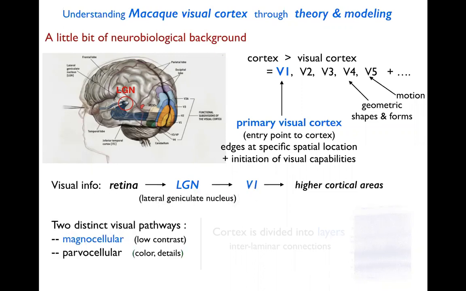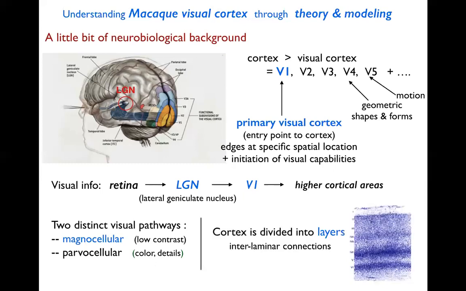Two more general things that I should say about V1 are that there are two distinct visual pathways. They are totally distinct on the level of LGN, and more or less distinct still in V1, called the Magno and the Parvo pathways. The Magno one is the one that I'm going to be modeling. It's very sensitive to contrast. So at low contrast, it's mostly your Magno pathway that's working. And it does not have color as the Parvo one does. The Parvo one is also better at details, but it requires more contrast for it to function well.